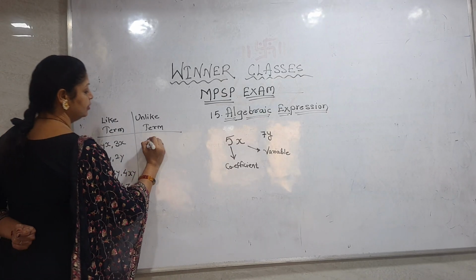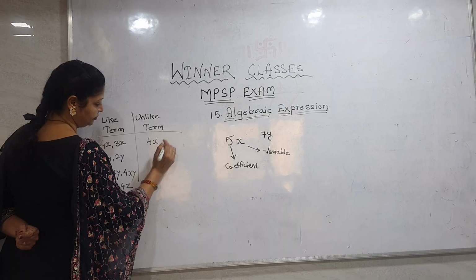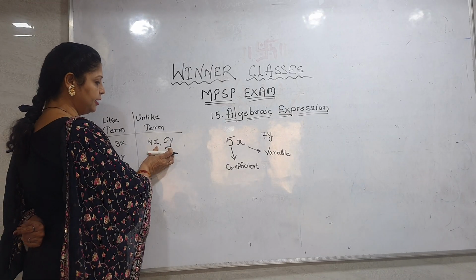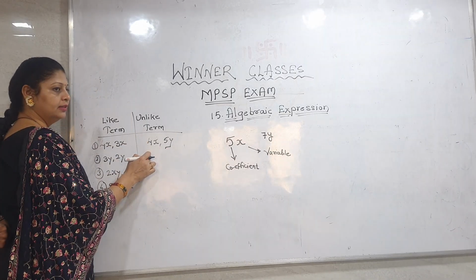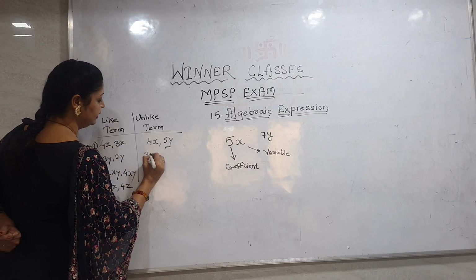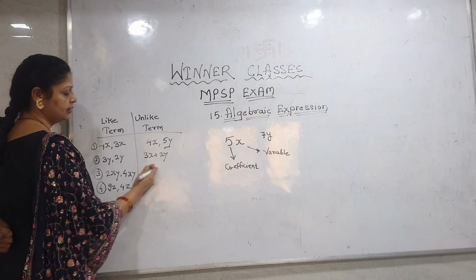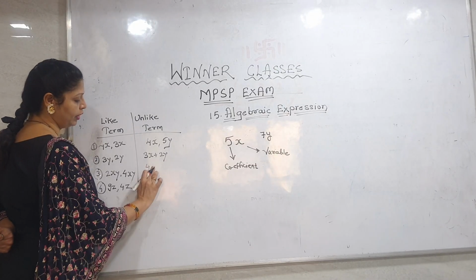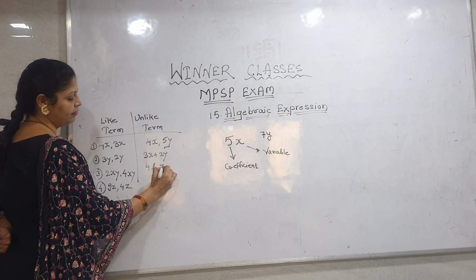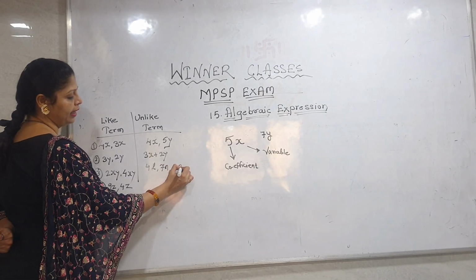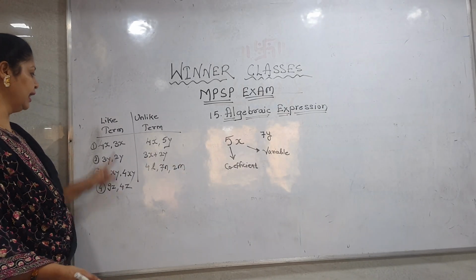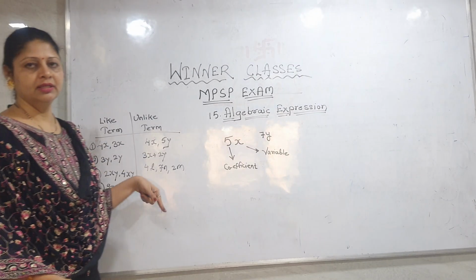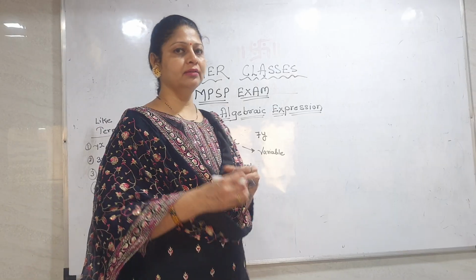And suppose the letters are different, the variables are different, then we call that unlike term. For example 3x plus 2y is unlike term because the variables are different. Or we take 4l, 7m, 2m: 4l and 7m are unlike terms, and 7m and 2m have the same variable, so they are like terms. Like term and unlike term, these two things are the main important ones in this lesson.